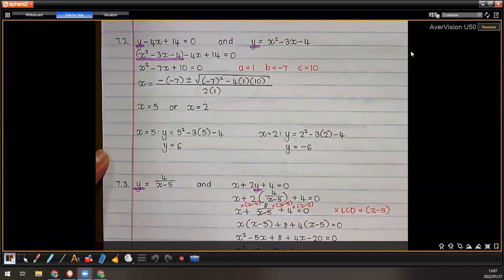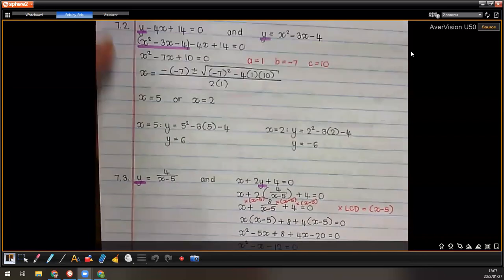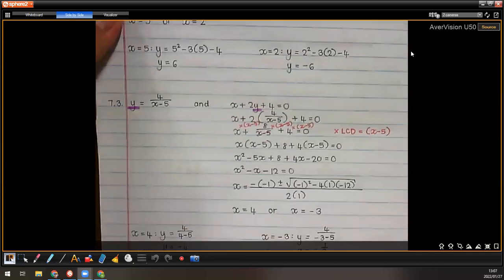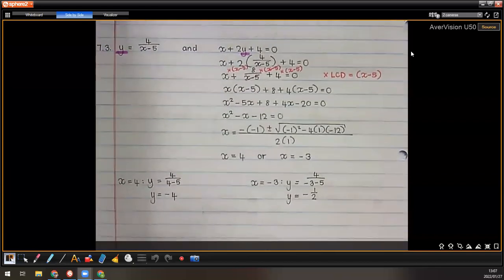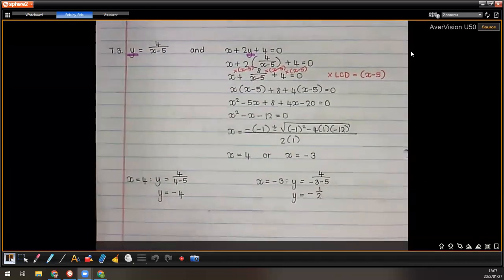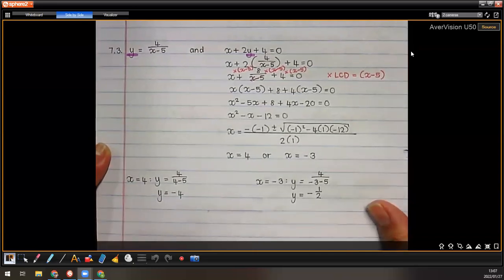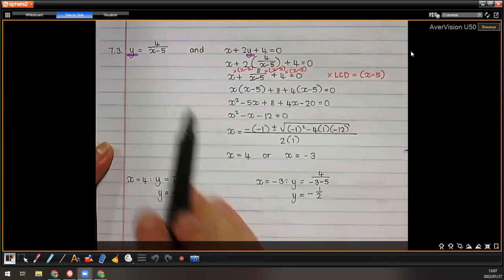Any questions on this one? Okay, if you still need to see it, you can come and just take a look and take a picture of it later. But 7.3 was a bit more difficult, right? This is one with the fraction.